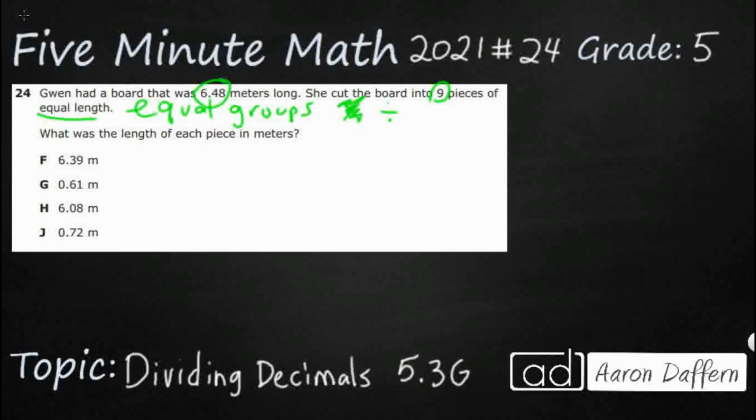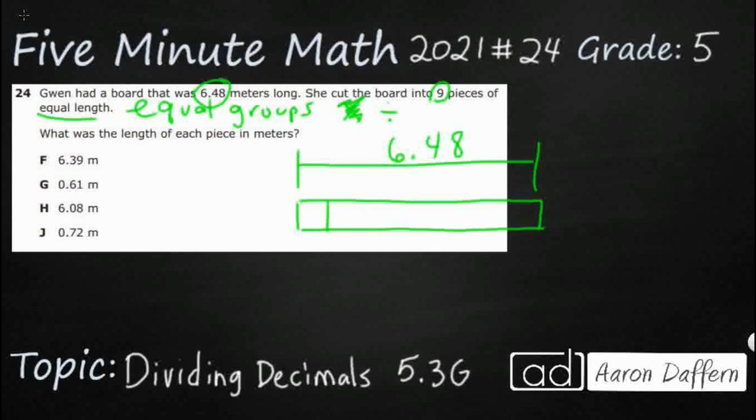So really what we're looking at here is a total. We're looking at a strip diagram of 6.48, or 6 and 48 hundredths, and we're needing to cut this into 9 equal pieces. So let's just pretend that those are 9 equal pieces, and that can represent our 9 pieces of equal length. So we are going to divide, and we're going to divide by 9. That's going to be our divisor. 6.48, that is going to be our dividend.